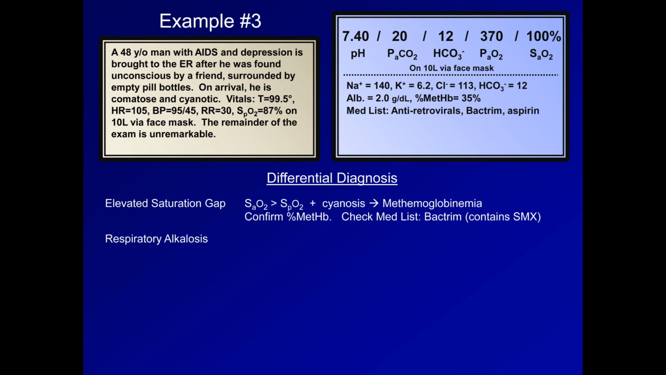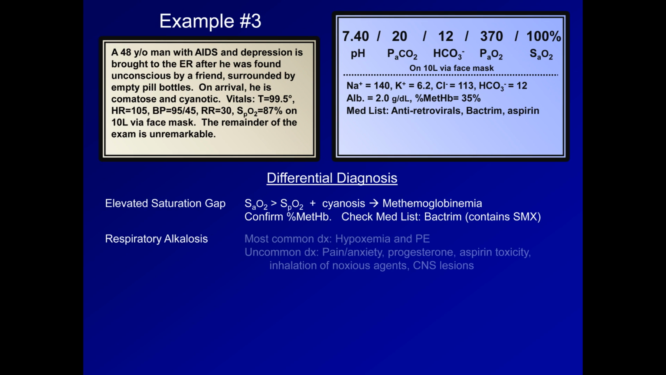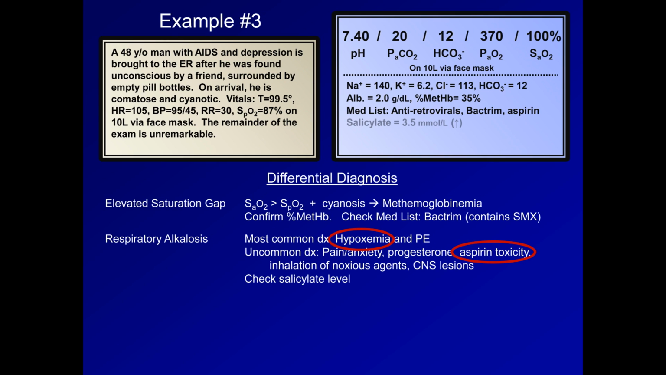Next, we have the respiratory alkalosis. Here's a near-complete list of possible etiologies divided into common and uncommon. Since we've just diagnosed a patient with methemoglobinemia, we know that the oxygen content in the blood is poor, triggering hyperventilation, though as recently stated, it isn't technically hypoxemia per se. In addition to the oxygenation issues, we also have aspirin toxicity on the list, and given that aspirin shows up on the patient's medication list, it is obviously prudent to check a salicylate level, which in this case is in the toxic range at 3.5 millimoles per liter.